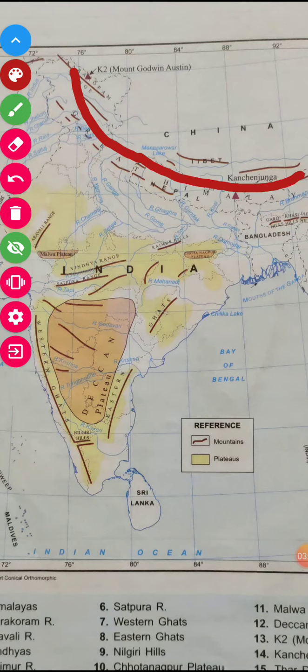Himalayas means home of snow. And there are three parallel ranges in this, you can see here, but we need not mark the three parallel ranges. As a whole we can draw them all together.